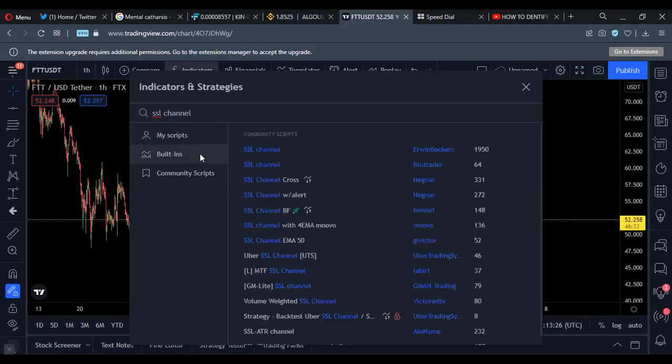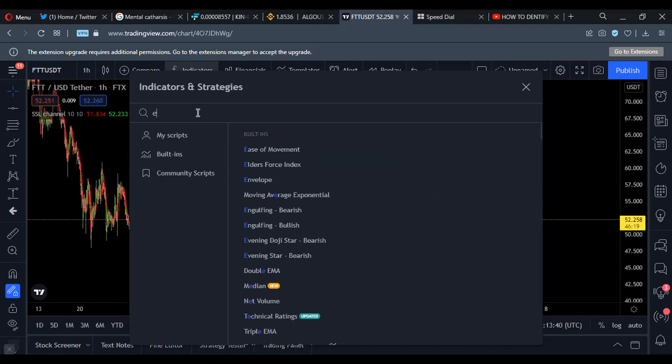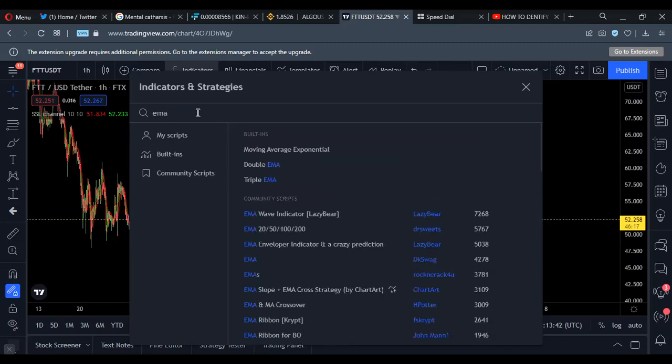I'm waiting for it to come up. All right, this is the first one here. We'll be using the SSL channel. And then the next indicator we'll be using is the EMA, exponential moving average. It's the same thing, moving average exponential.